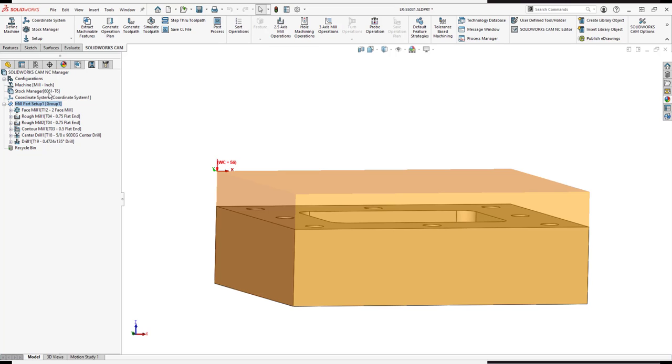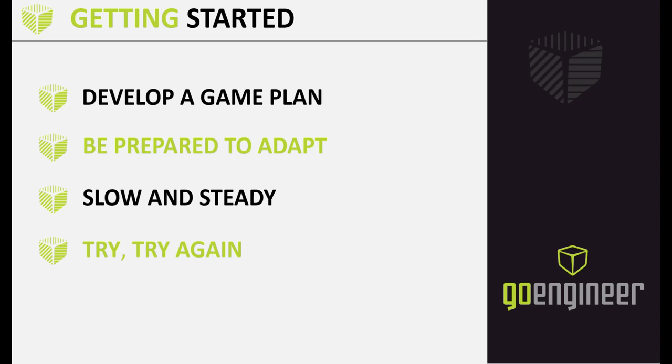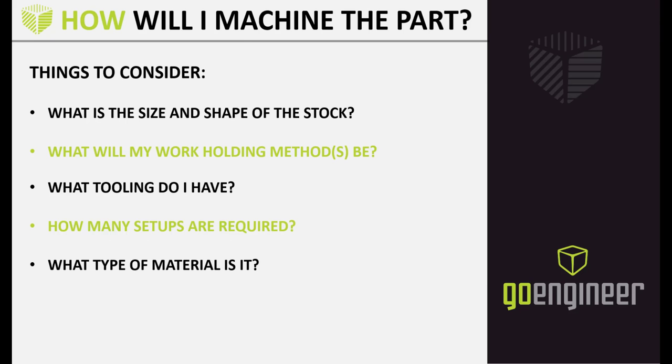Now that you've seen a quick demonstration on programming a part, I'd like to discuss the topics that influence how we program and machine our parts. First, you need to develop a game plan, a strategy from start to finish on how you will machine the part. Here's a list of things to take into consideration.